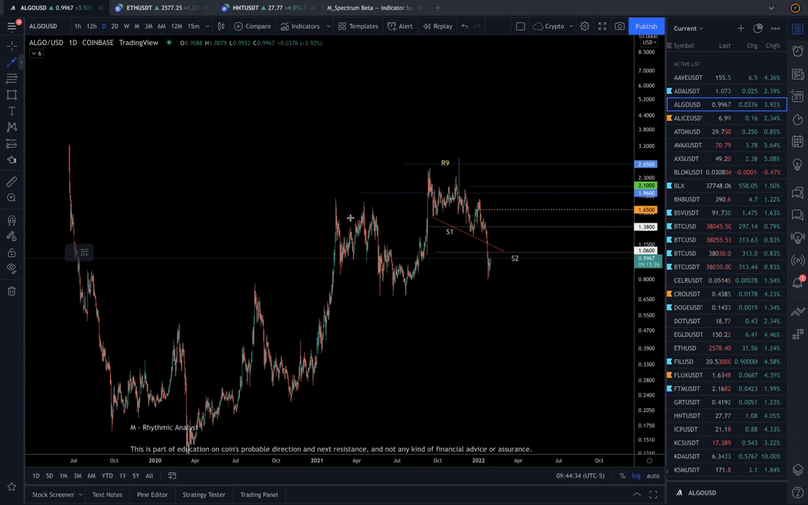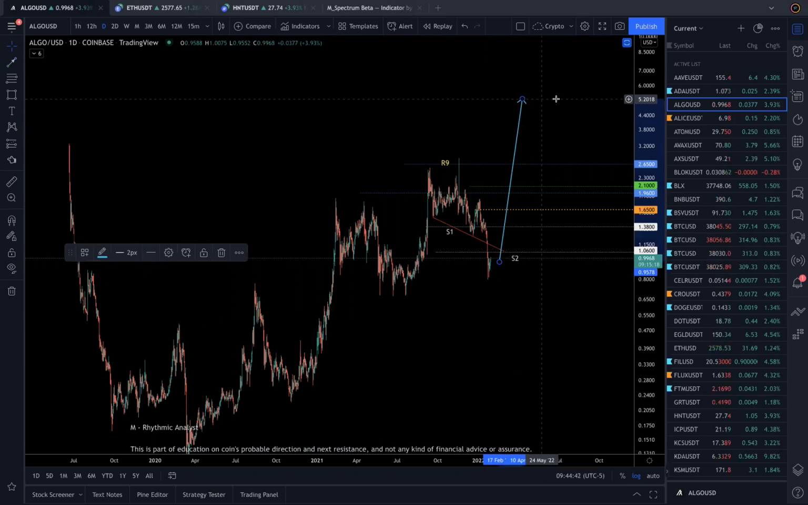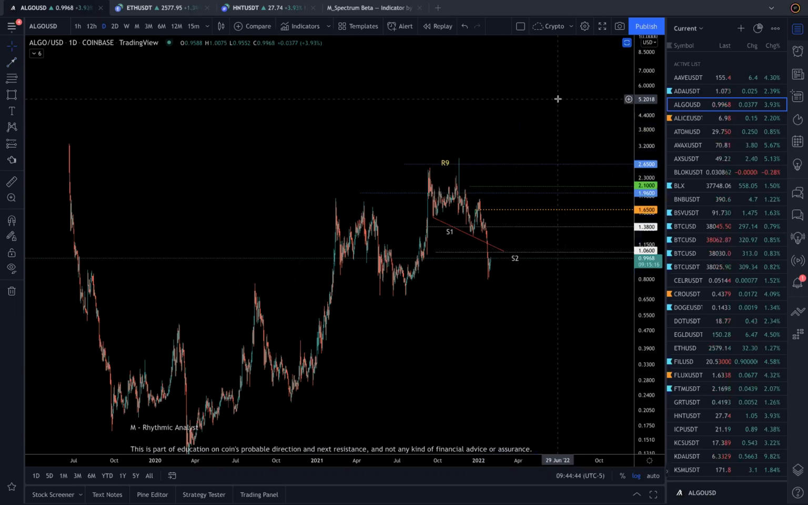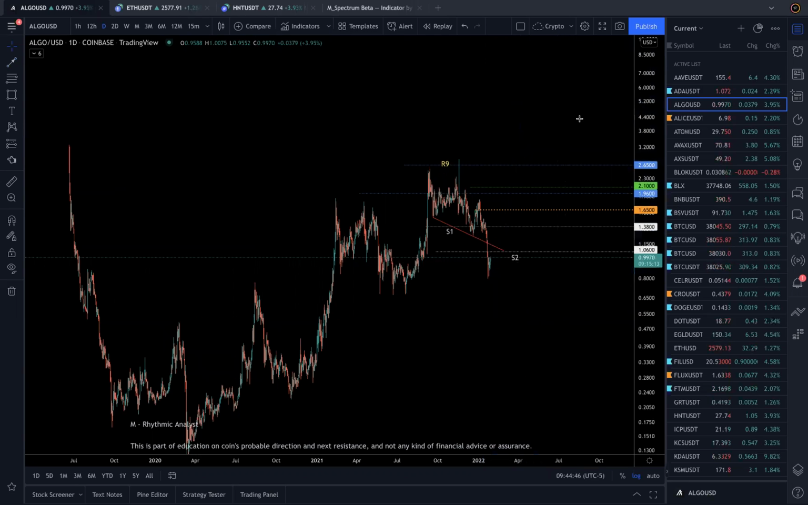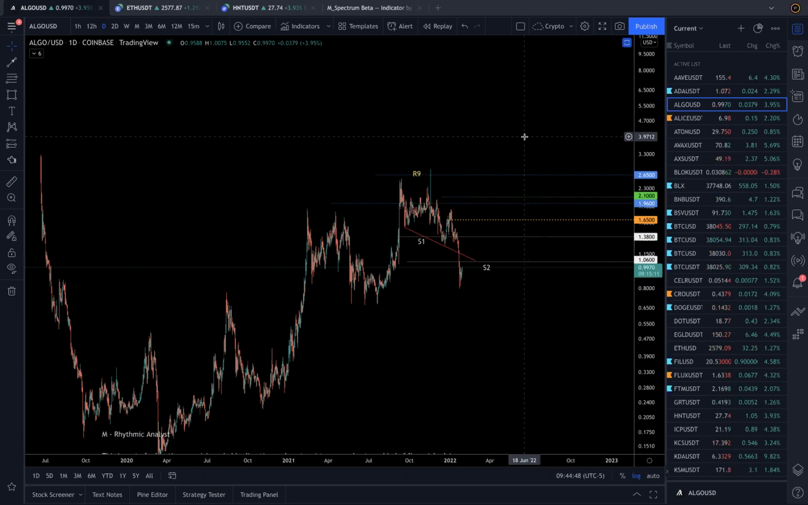The stronger coins do not behave like this. This is not bad, but not the strongest one. You would like to see a big move like this and then a consolidation. I think we'll take Solana as the best example of how the strongest coin looks.